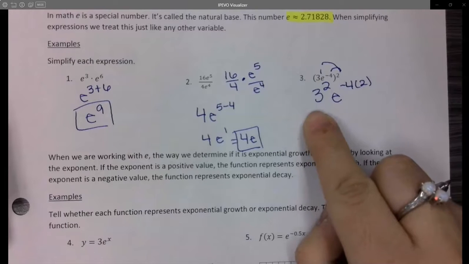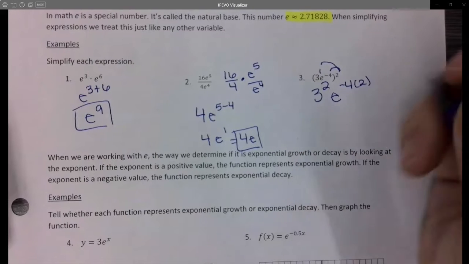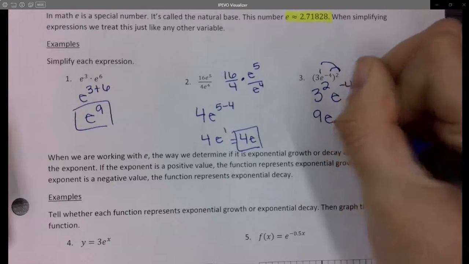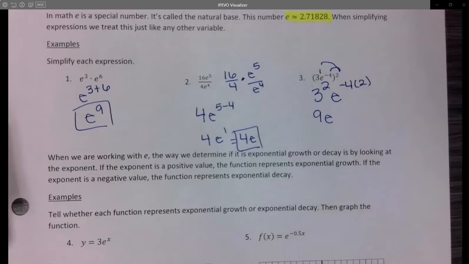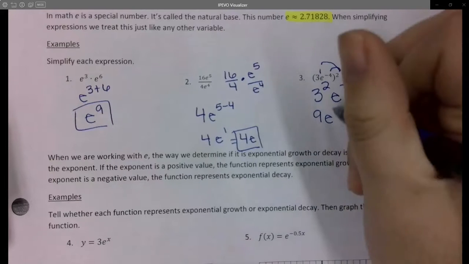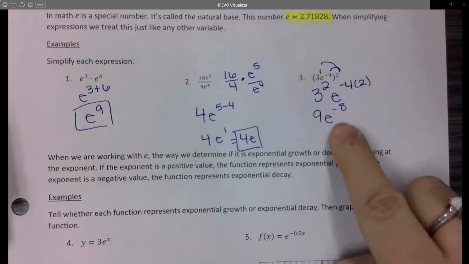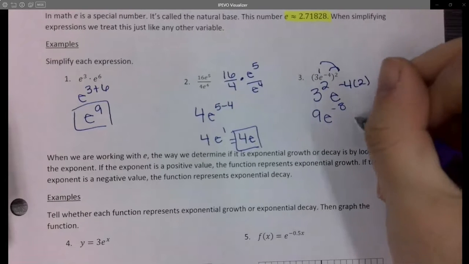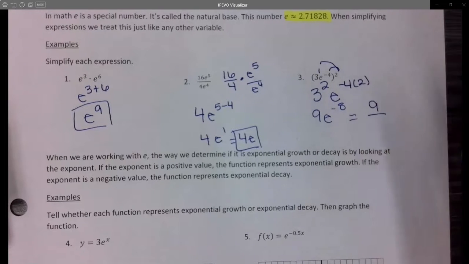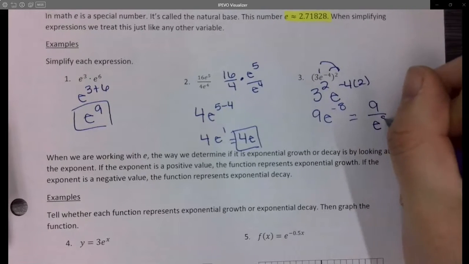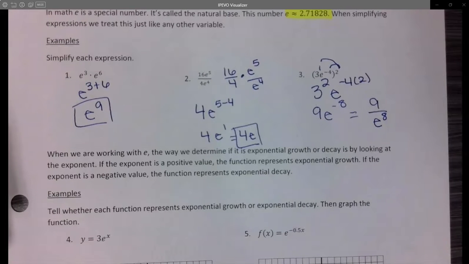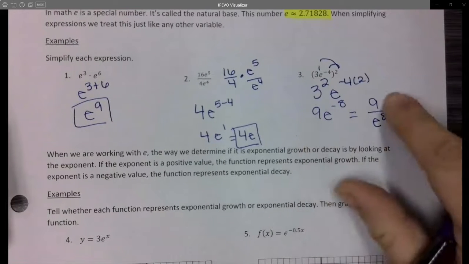Three squared is 9. Negative 4 times 2 is negative 8. And remember, negative exponents turn it into a fraction. So it's going to be 9 on top, and then e to the 8th on the bottom. If I didn't have a number like 9 out front, I would use 1 as a placeholder.